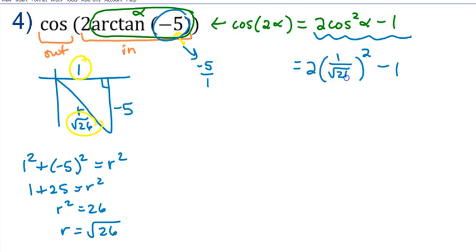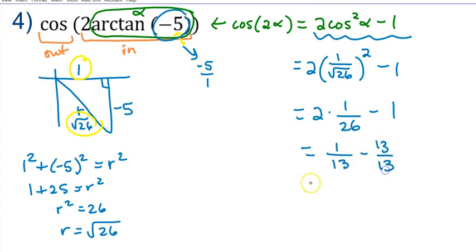I'm not going to worry about rationalizing that because I'm about to square it. So when we square it, we square the numerator and we square the denominator, no more radical. Then multiply 2 by 1/26 and you get 1/13. Minus 1 is minus 13/13. So it's looking like negative 12/13.